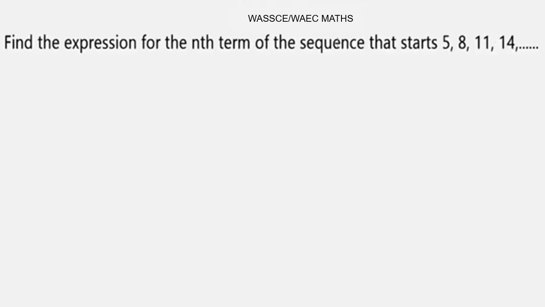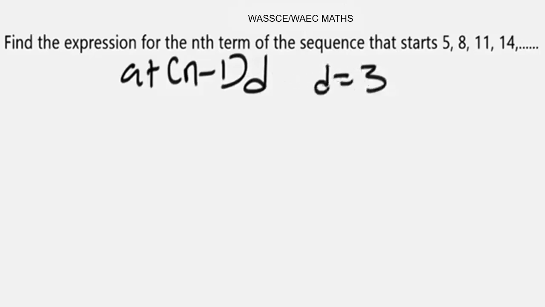Now, for an arithmetic sequence, this is the formula we use: a plus n minus 1 d. This is the formula you are meant to be using to find the terms. Now, for this question, we have to find the expression for the nth term. Now that we know the common difference, our d, is 3, that means the expression for the nth term is going to have 3n in it.